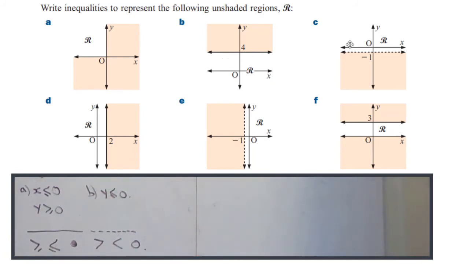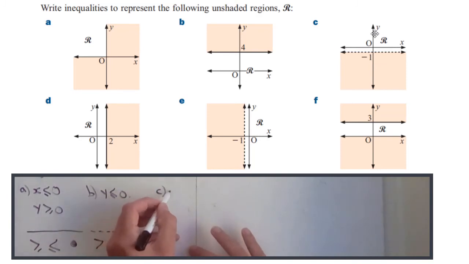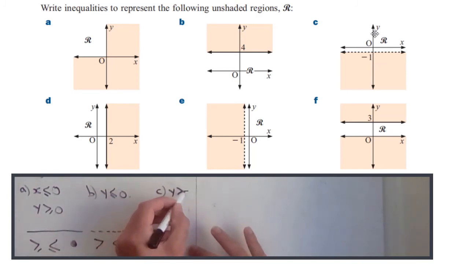Part C, the boundary line here is a dashed line, so that means on the line is not part of the region. The unwanted bit is below -1. Again, it's a horizontal line, so it's going to be y equals something, or y equals -1. And then to be above that, or to be in the region, you need to be greater than -1, but it can't be -1. So for part C, y needs to be greater than -1.